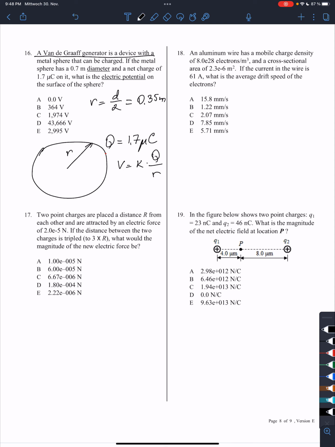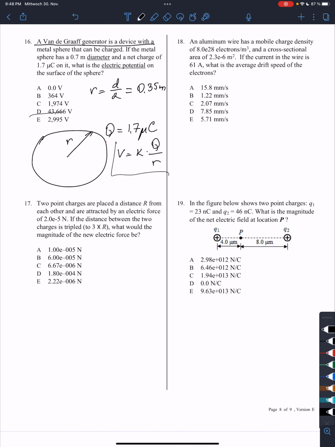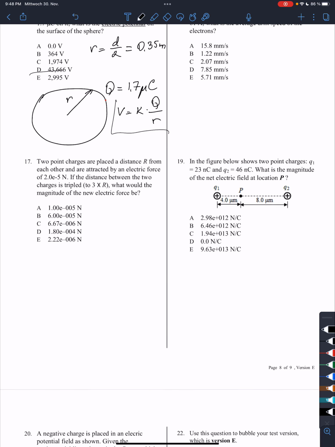Well, that's essentially the answer. We just substitute the numbers, and we'll find the solution. I think it's D. All right, so let's consider 17.